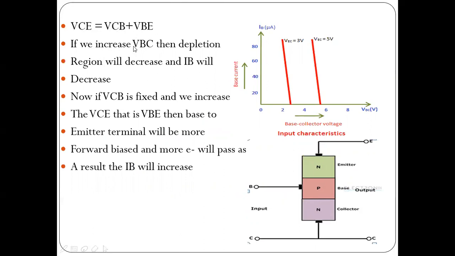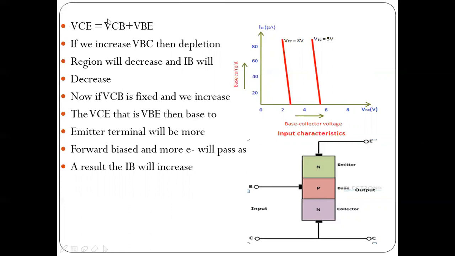So if we increase the VBC, that is the base to collector voltage, then the depletion region will decrease, and as a result the IB, that is the base current, will also decrease. And we can see as we increase the VBC, the IB, that is the base current, is decreasing from this graph.